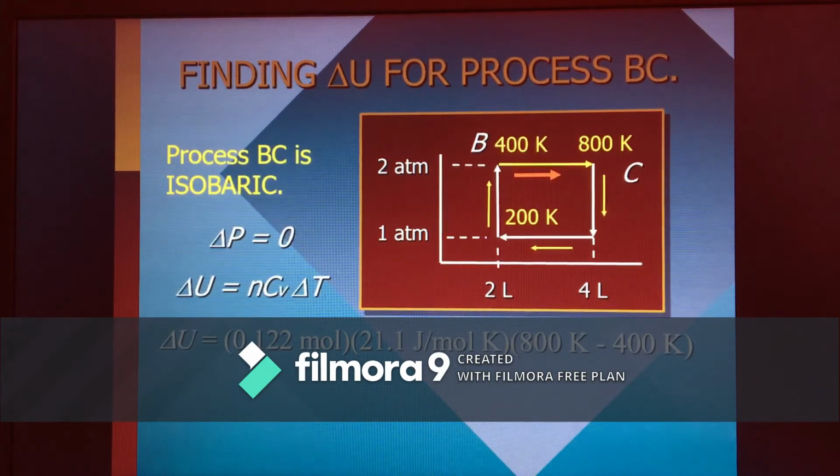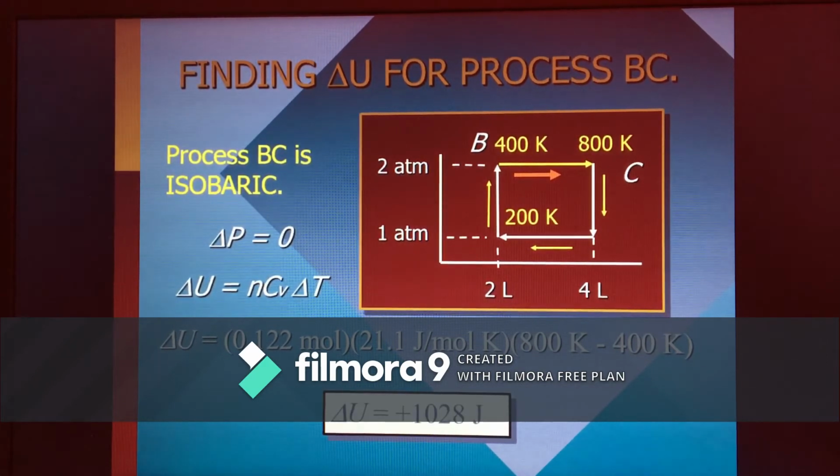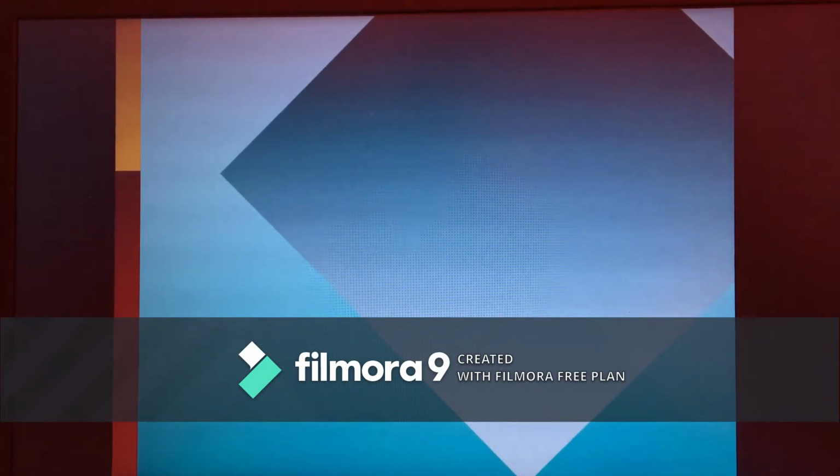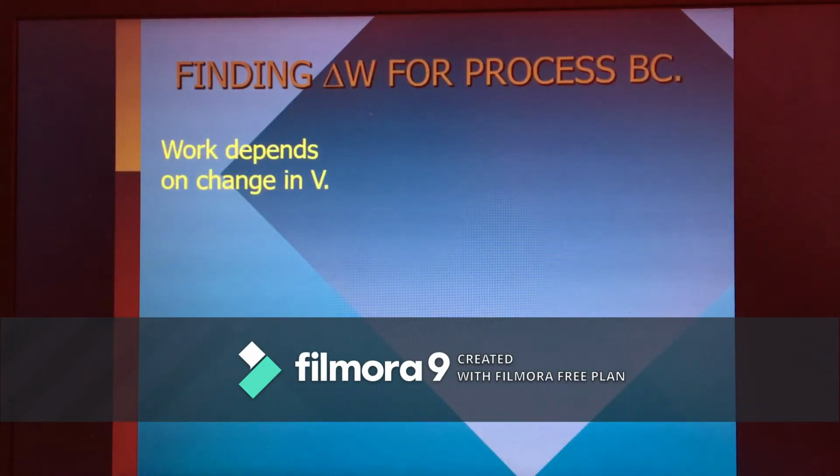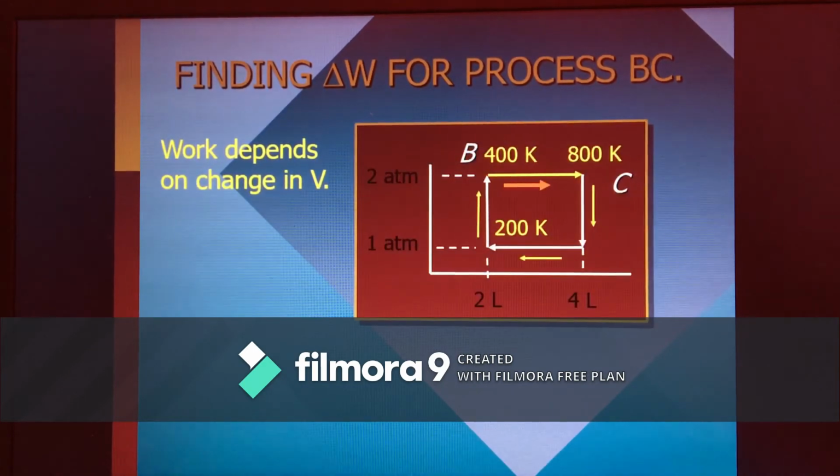So this is process BC. The final temperature at point C minus the initial temperature at point B, that is 800 Kelvin minus 400 Kelvin. So we got delta U equal to 1028 joules, and that is positive. Now work depends on the change in volume.